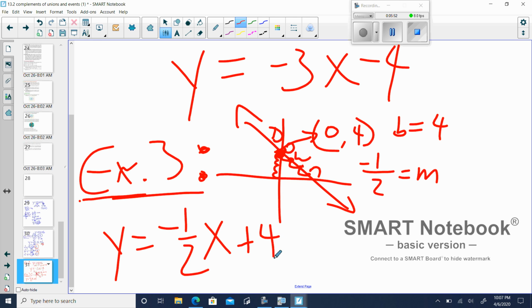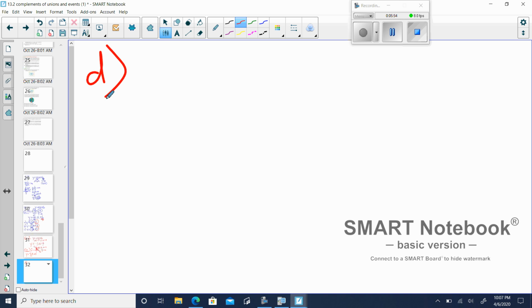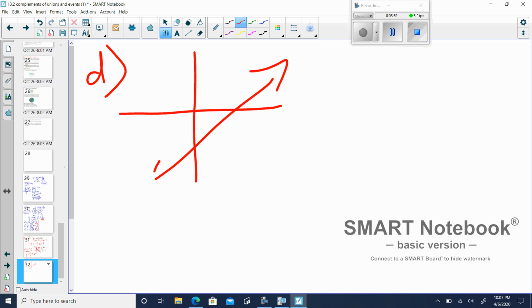Boom. All right, they want to know if we got it. I hope you guys have this, because we have an equation that we have to come up with for this line right here.